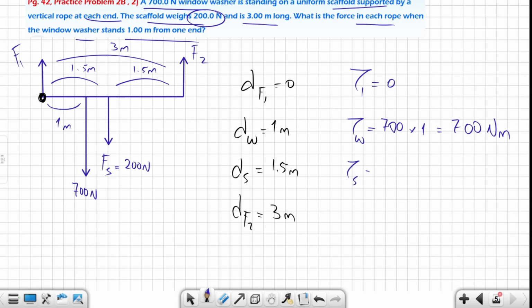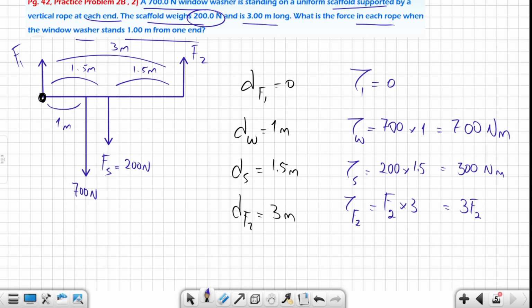The torque applied by the scaffold on itself will be equal to the weight, which is 200 Newton, multiplied by the distance, which is 1.5 meters. It will be equal to 300 Newton meter. After that, the torque of F2 will be equal to the force, which is unknown. I will write it as F2 multiplied by the distance, which is 3. I will have 3F2.